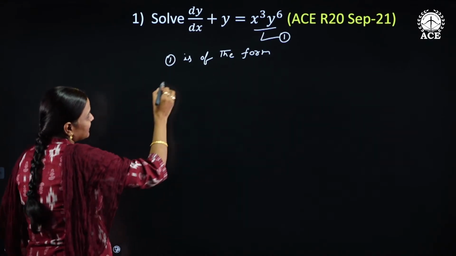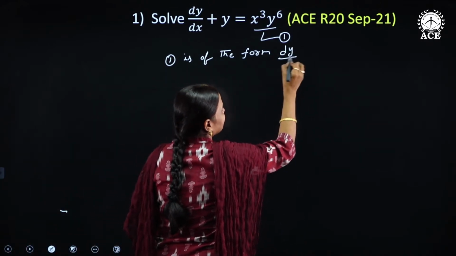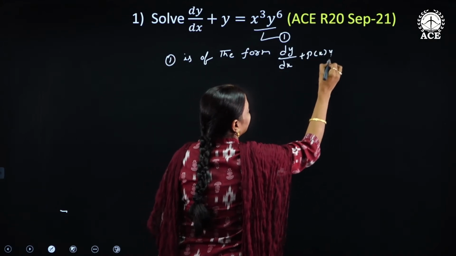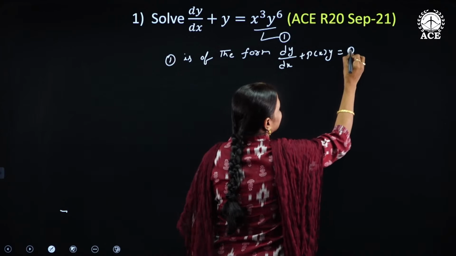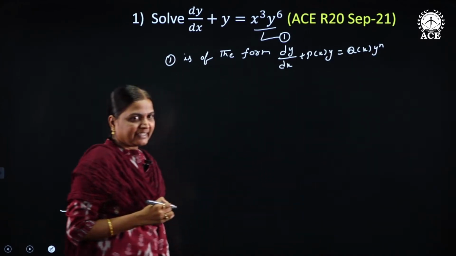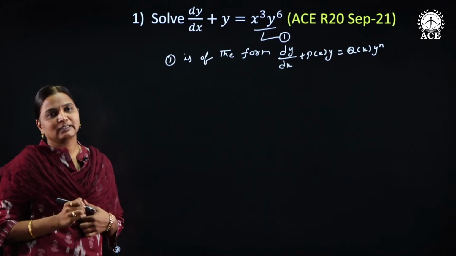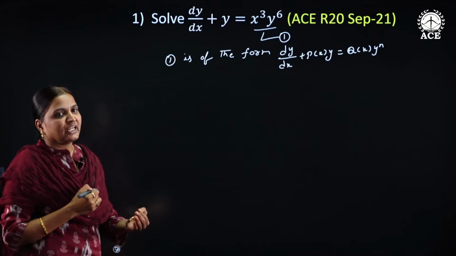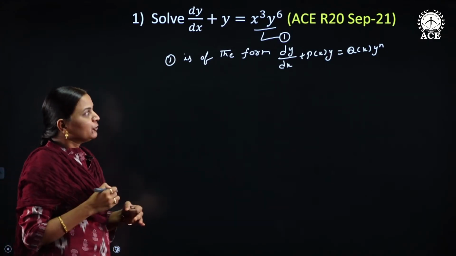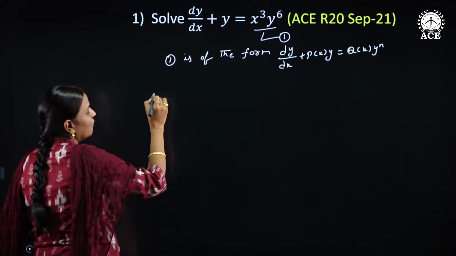So therefore it is of the form, what is the standard form? dy by dx plus p of x into y is equal to q of x into y to the power n. That means the given differential equation is a Bernoulli's equation. How to solve Bernoulli's equation? First, make the RHS free from the power of y. To do that, divide the entire equation by y power 6.